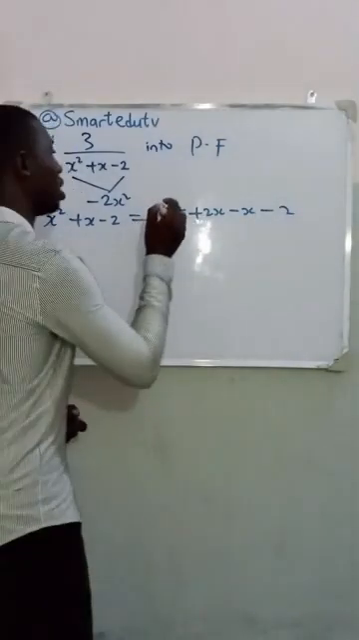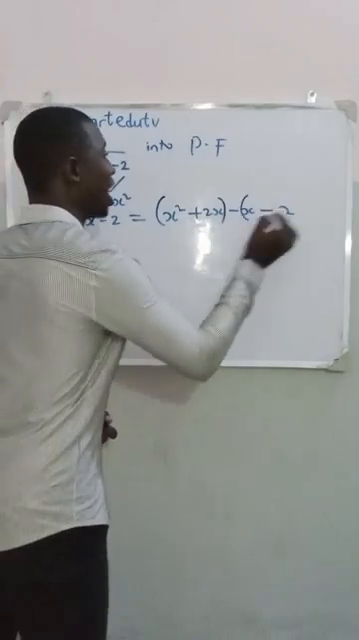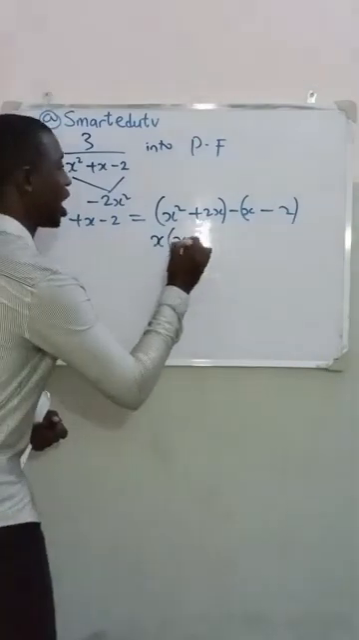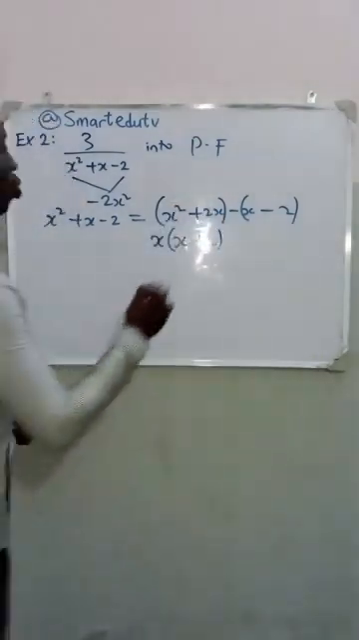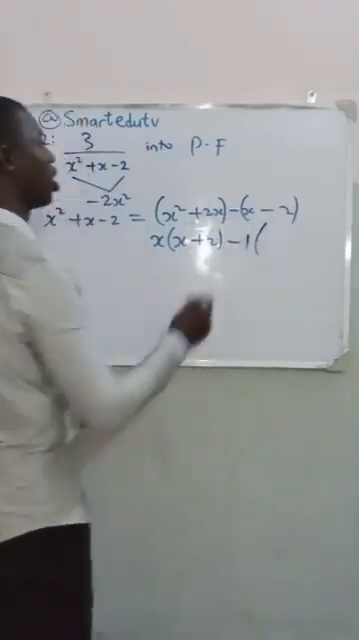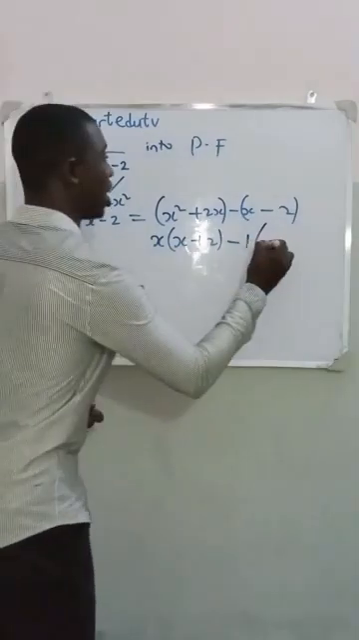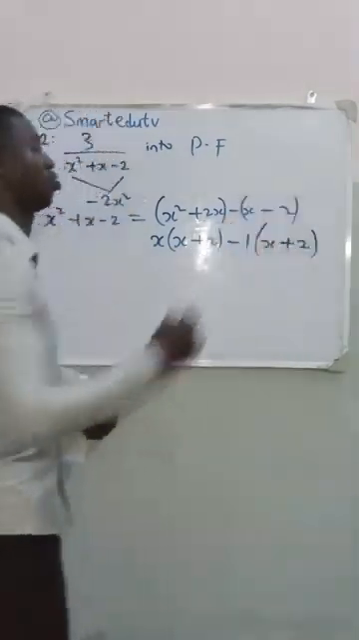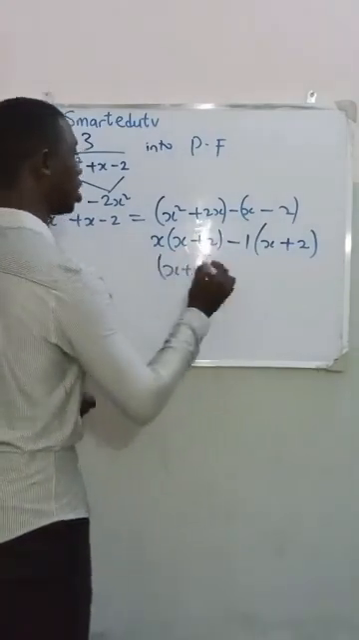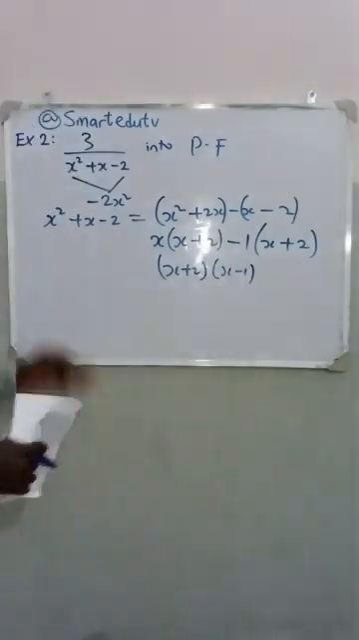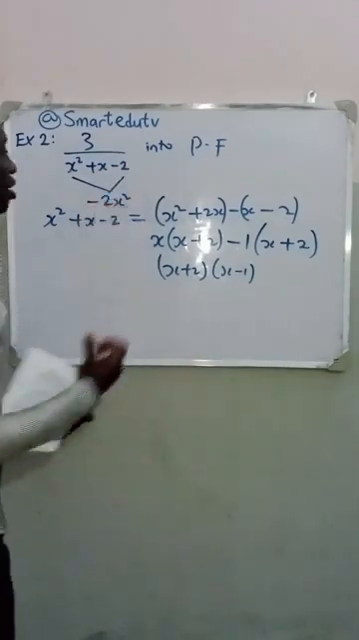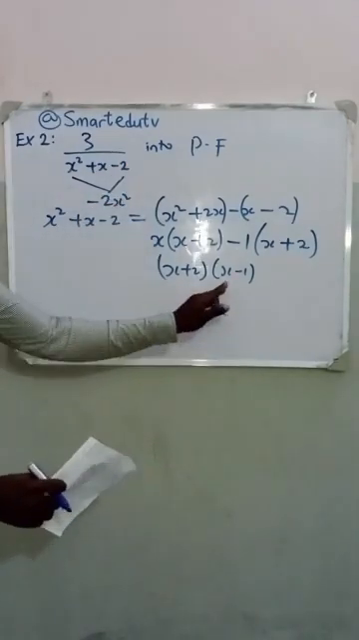So that I can group them as the first two and the last two. What is common to these? x is common, giving x plus 2. Minus, what is common to this? Nothing, so let's say 1 is common. What will be left inside? x plus 2. So I have x plus 2 common, with the other one being x minus 1. So from x squared plus x minus 2, I've been able to determine its factors to be x plus 2 and x minus 1.